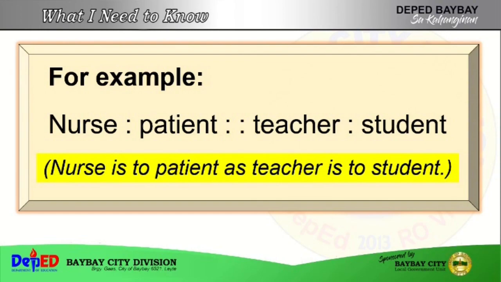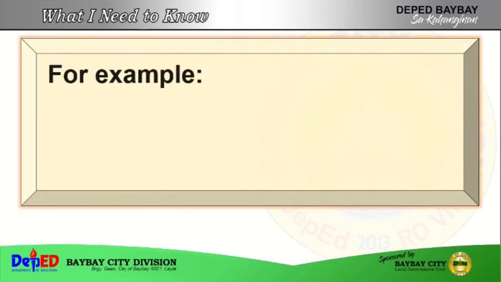To understand the analogy, you must first understand and analyze the relationship between the nurse and the patient. A patient is a client of a nurse. With a corresponding relationship, a student is also a client of a teacher. Thus, the completed word analogy is nurse is to patient, as teacher is to student. Here is another example of an analogy to help you better understand the concept.